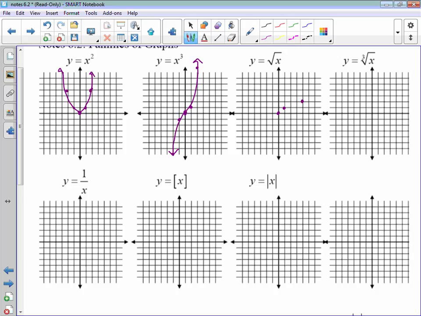Okay, can I plug in negative? No. What happens if I plug in negative 1? It's imaginary. Yes, you can imagine it. So there's your third graph.